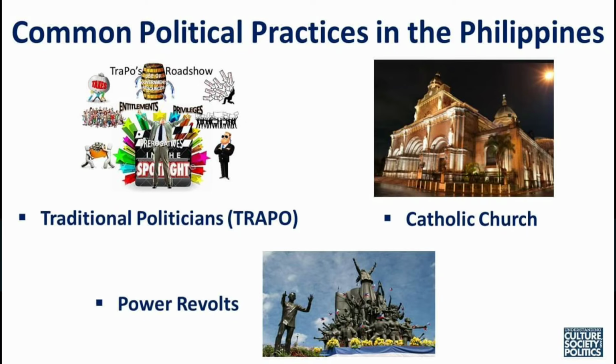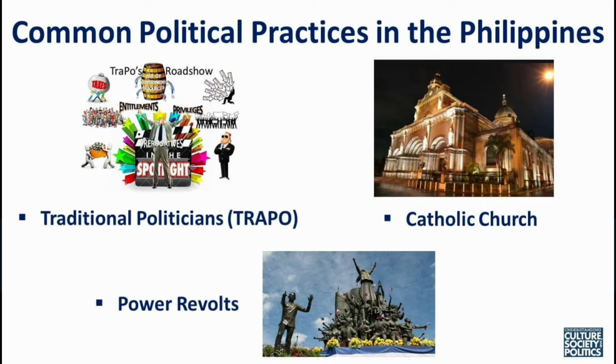Now we have also the Catholic Church. Why is it included? Because Catholic Church has a strong influence in the political arena in the country. Even though it is specifically stated in the 1987 Constitution, Article 2, Section 6, the separation of church and the state shall be inviolable, still, Catholic Church has a strong influence and a strong involvement in the political landscape of the country.